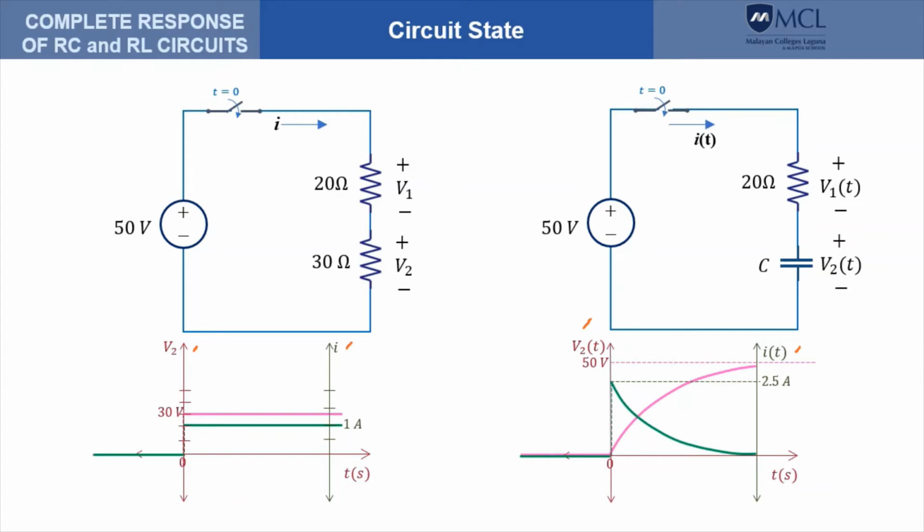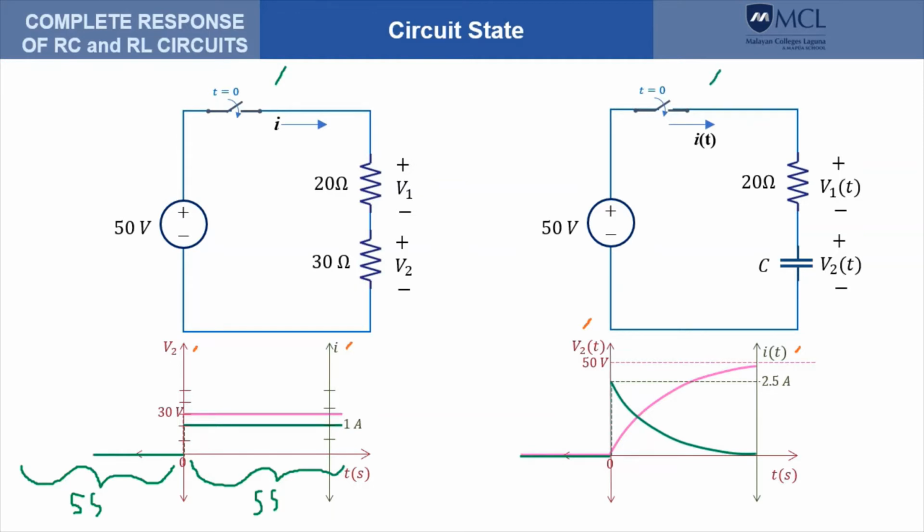Now let's evaluate the state of the circuits. So we have two circuits. For this circuit here, during this time period, the state is a steady state because the voltages and currents are constant. In fact, they are zero because there is no source yet before t equals 0. And during this period, it is also steady state because the voltages and currents are also constant. The voltage is 30 volts and the current is 1 ampere, and it is constant regardless of time. There is no transient state because when we close the switch at t equals 0, the voltages and currents immediately go to a constant value.